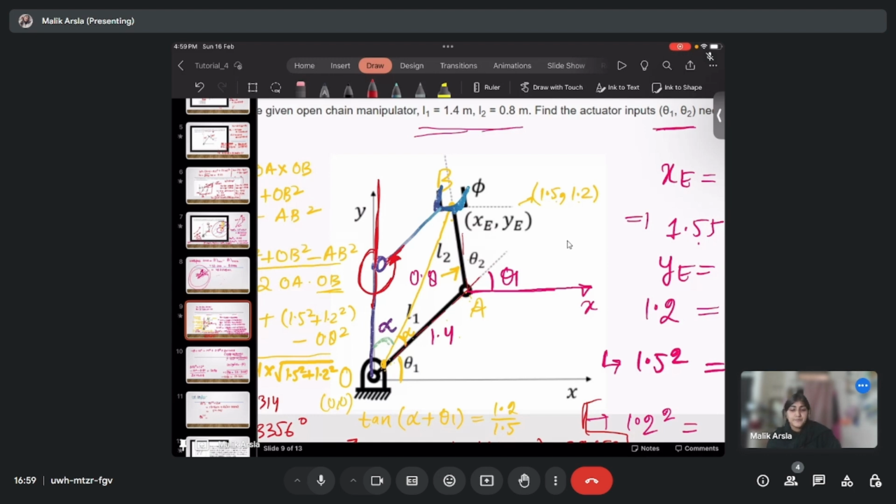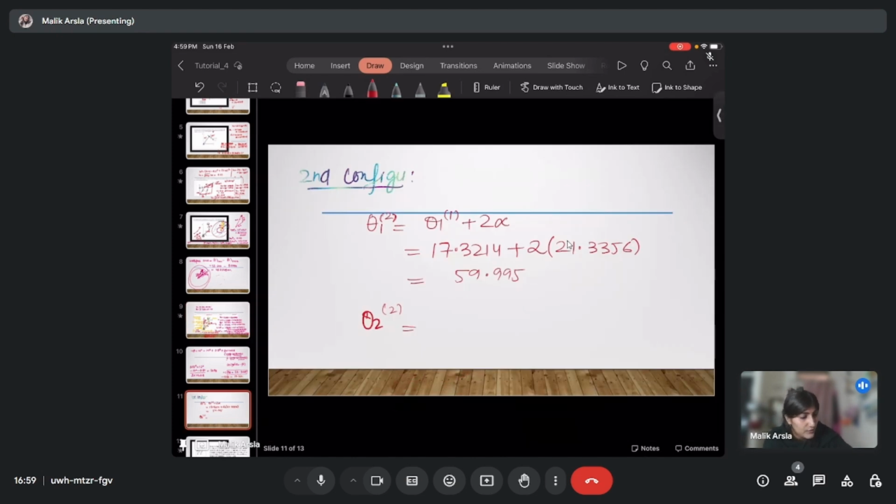Can someone tell me? Since this is the mirror image of this configuration, this was alpha, this was alpha, this was theta, so this will also be equal to theta 2. So in the second configuration, the angle will be 360 minus theta 2 calculated from the first configuration. So theta 2 in the second configuration will be 360 degrees minus theta 2 in the first configuration. So it will be 360 degrees minus, what was theta 2 in the first configuration?